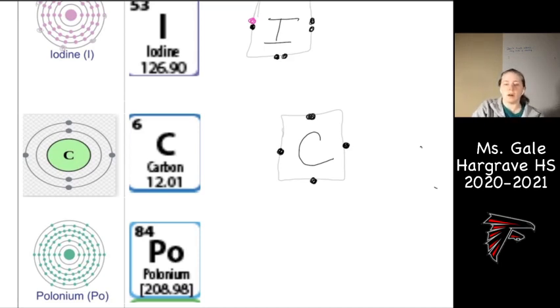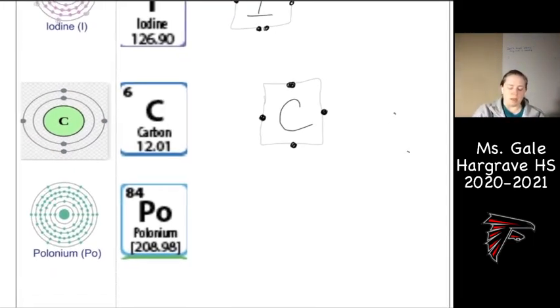Let's go to our Bohr model. It's right here. Let's see if we did this correctly. 1, 2, 3, 4 valence electrons in the Bohr model. Awesome. Super. Lovely. Wonderful.